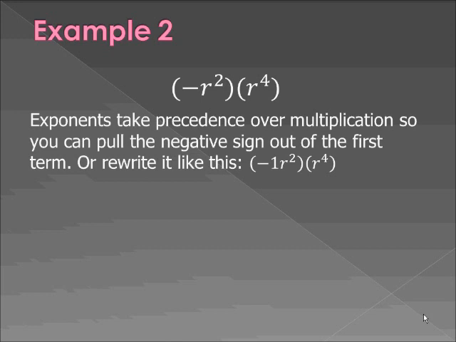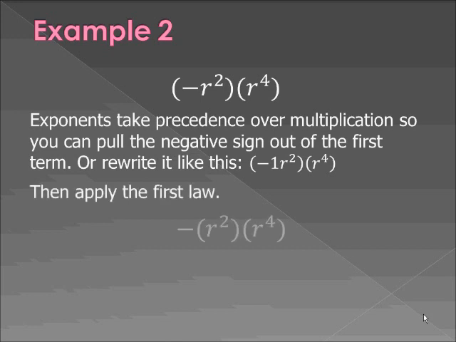The squared part only affects the r. It does not affect the negative sign. If you wanted something with a negative sign, you would have to write negative r in parentheses and square the whole thing. That would tell you to square both the negative and the r. But in this case, all you're doing is doing negative 1 times r squared.